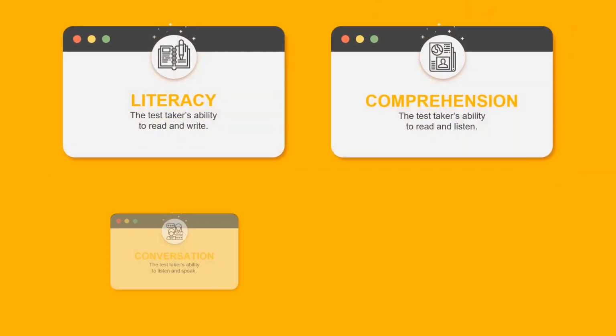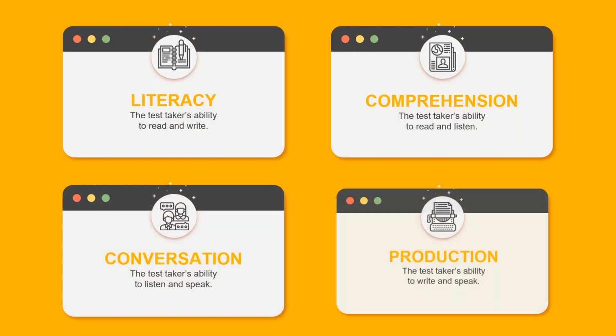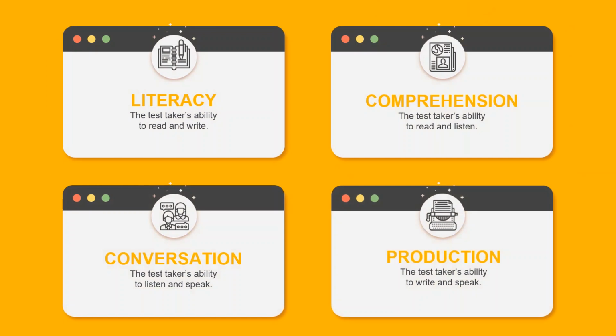As you can see, the Subscores are reported in 4 different categories: literacy, comprehension, conversation, and production. Let's see what each subscore actually means. Literacy assesses your reading and writing skills at the same time. This is for task types like C-test, yes or no visual vocabulary, and all the writing tasks.